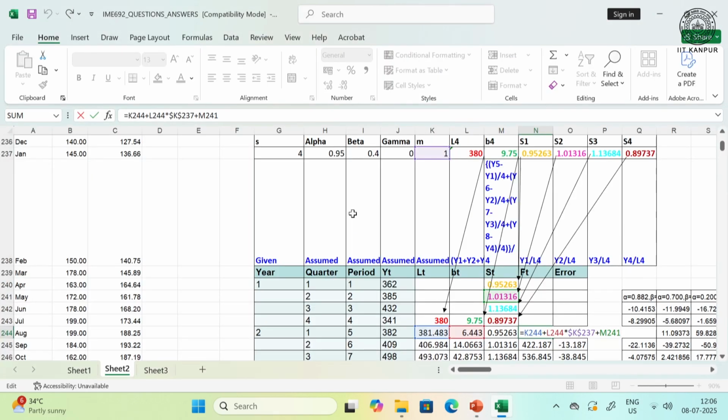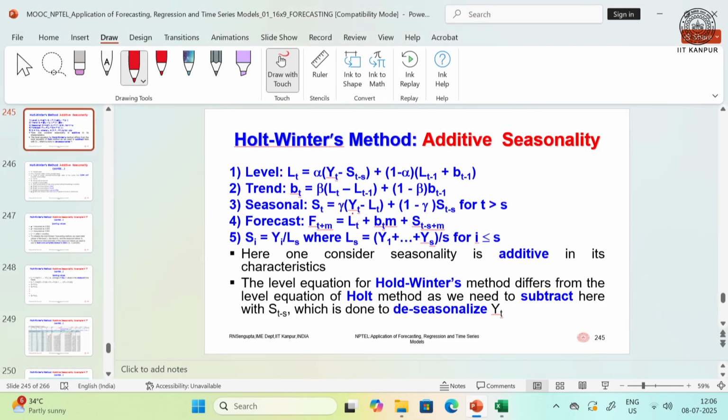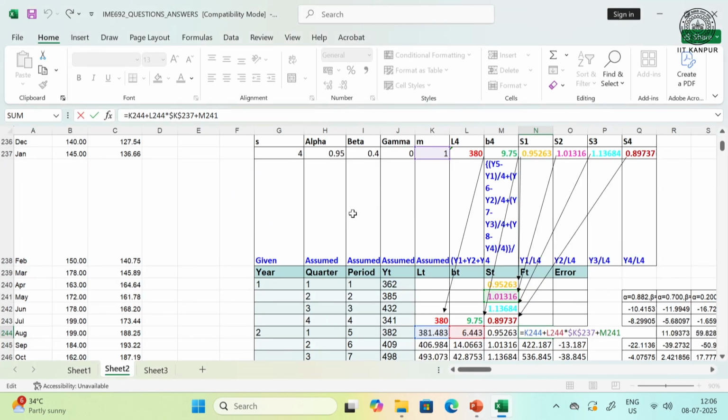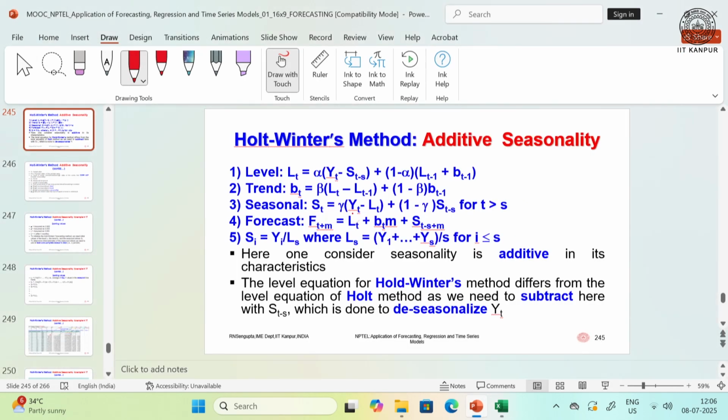So, BT value, if you consider, is L244. L244 value is known as BT, which is 6.443 multiplied by K237. K237 would be M, which is 1. We know that we have assumed that, plus the value of ST minus S plus M. So, ST minus 4 plus 1, which is ST minus 3.